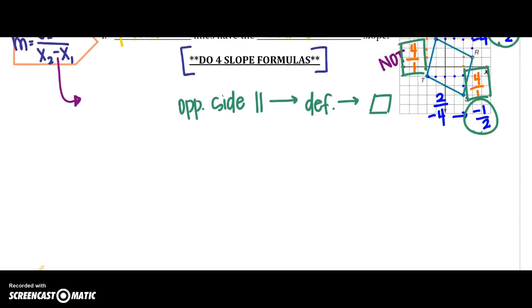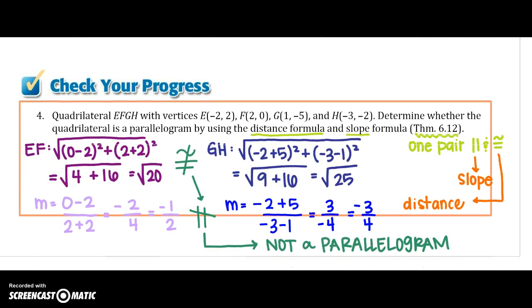All right, and last, real quick, I'm just going to show you the answer. If you were needing to do the distance formula because you weren't given a graph, the distance formula is going to show if your sides are congruent. And remember, the slope formula shows if they're parallel.